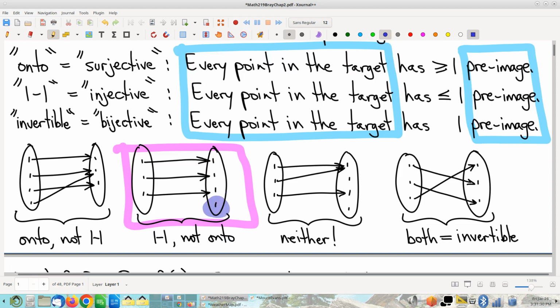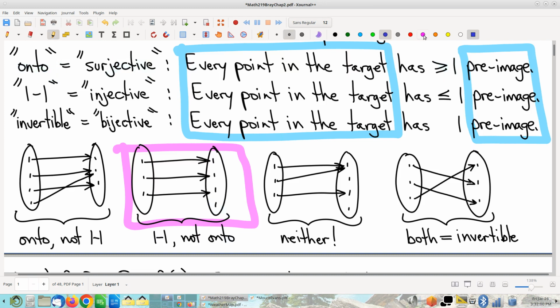This point right here has 0 preimages. Nothing lands on that output, on that hopeful, that candidate output, right? This point on the target, nothing lands on it. It has 0 preimages. 0 is not at least one. This function is not surjective. Everybody see what I'm doing here? Right? Okay.